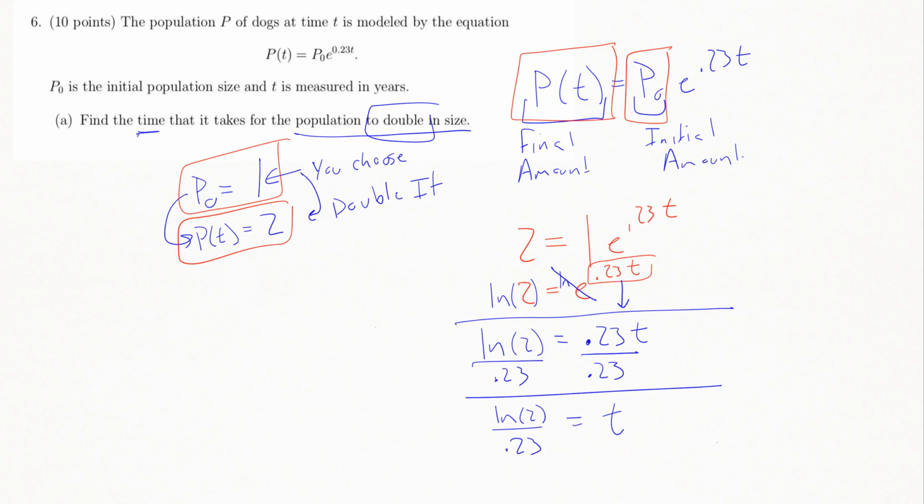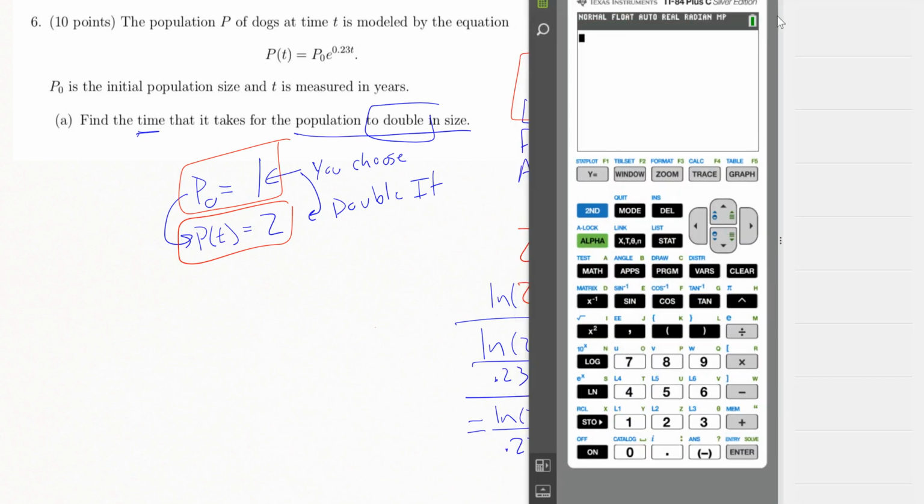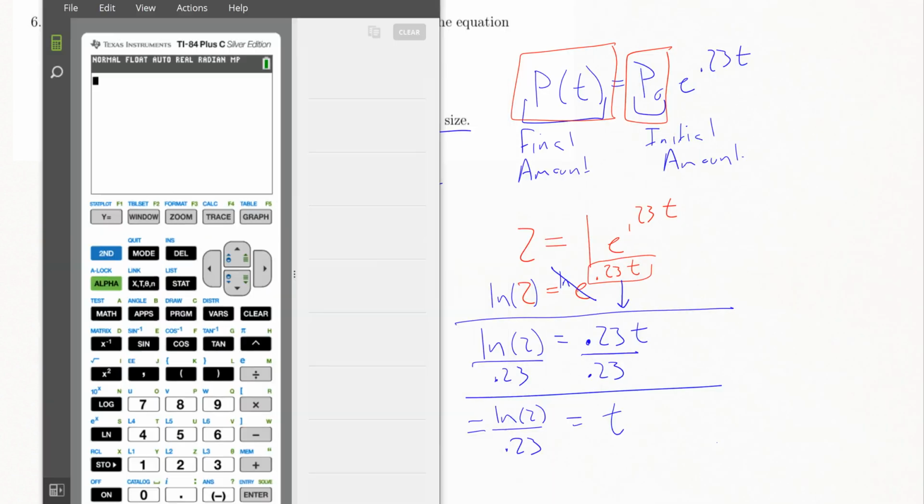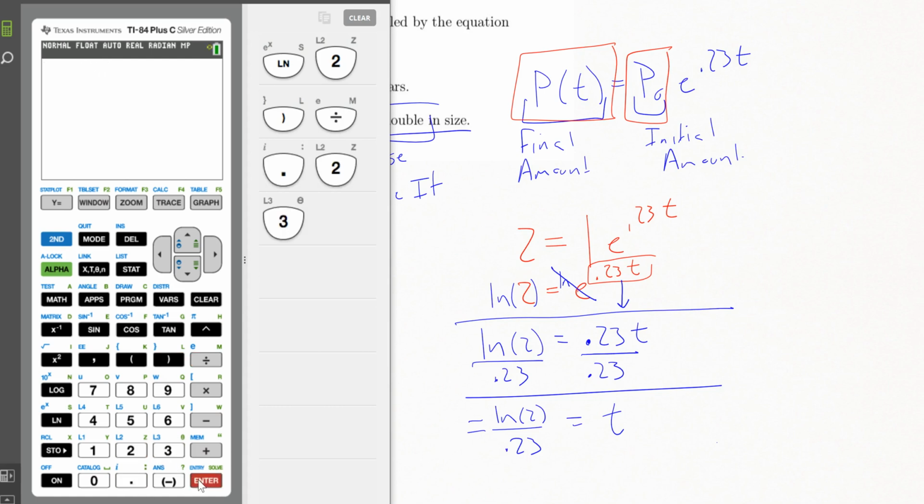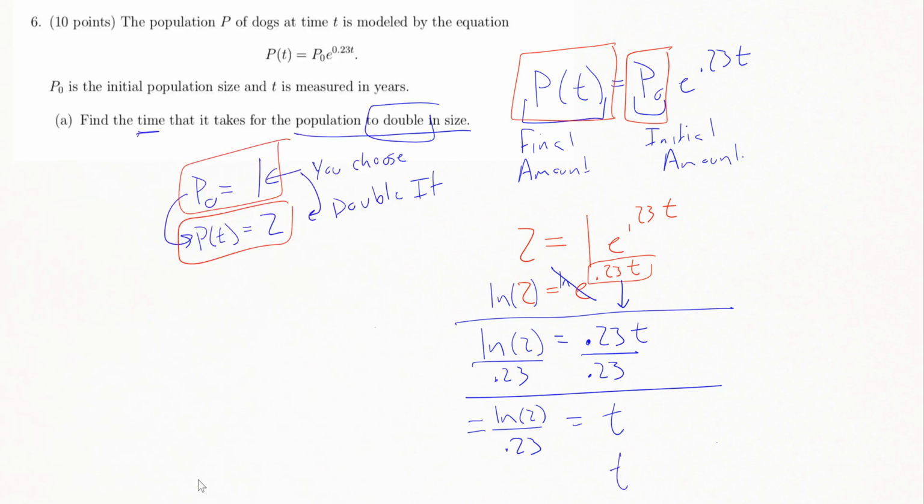Oftentimes they'll accept that as an answer. If you need to, though, you can always just open up your calculator and then move it over to the side so you can actually see it, and then just type that in. So the natural log button's on the left side there. So natural log of 2, and then divided by 0.23, and then hit enter. And so our final answer would have been t equals 3.01. So t equals 3.01, and then never forget your units. We're talking about t is measured in years, so this would have been years.